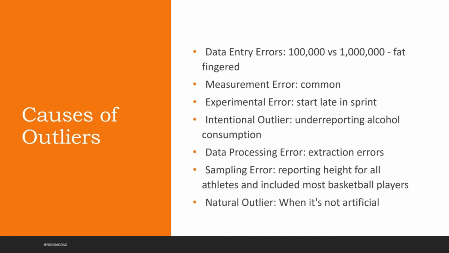Natural outlier is when it's not artificial, it happens. Sensors or data sets. The stock market can have an outlier too.